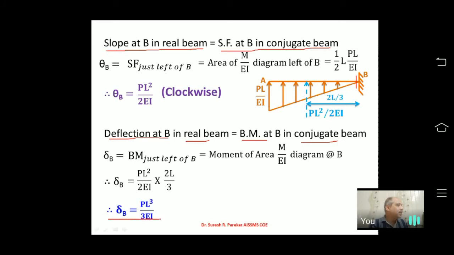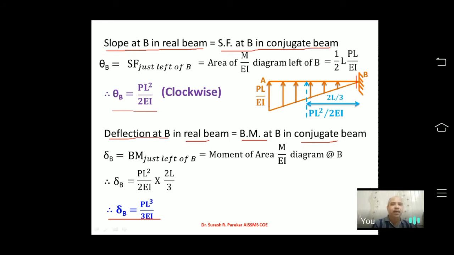So we have this as PL cube upon 3EI and PL square upon 2EI. Now, for standard cases, you should be in a position to remember the values, because in the GATE examination, or MPSC or IES, there are objective type questions where we have to write down values. Calculating them becomes difficult, but you can calculate fast by using this conjugate beam.